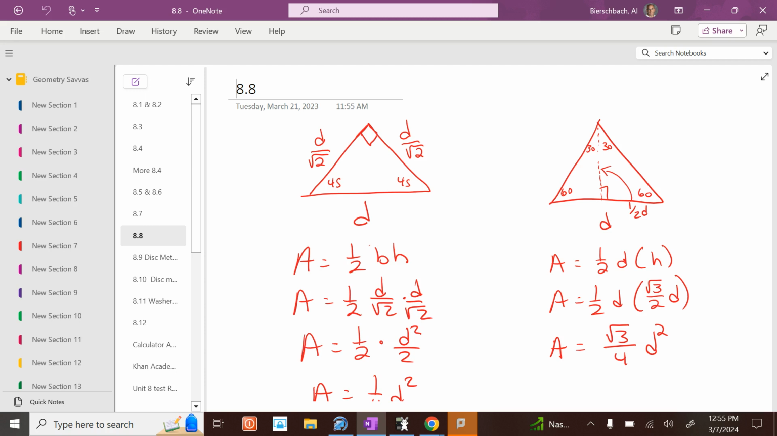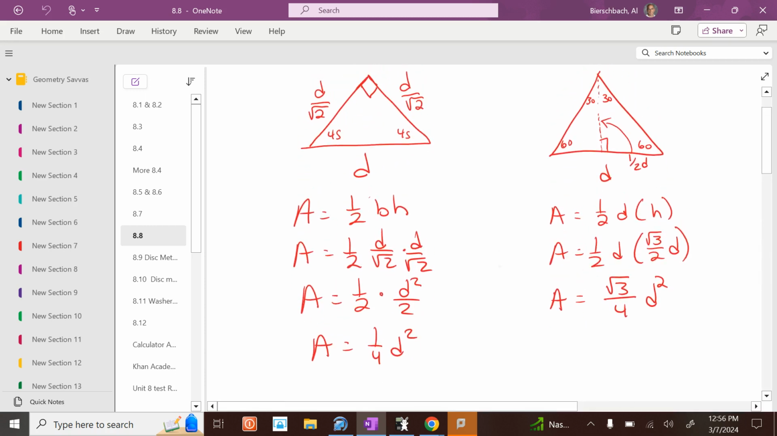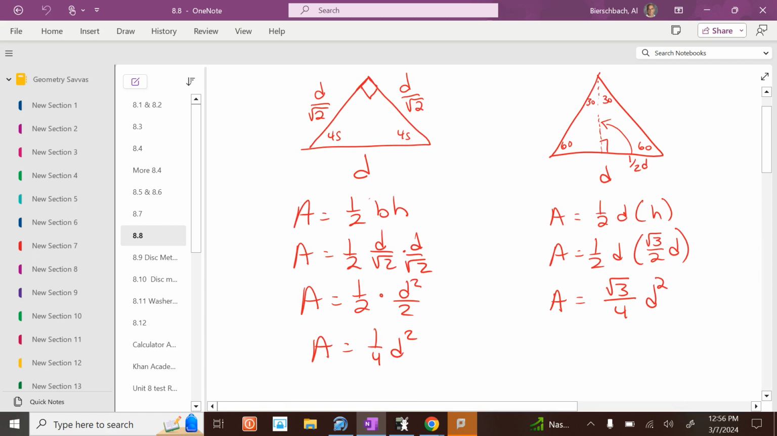Well, to find the area of a triangle, you take 1/2 the base times the height. So it's 1/2, this is a base, and this is a height, because that's where a right angle occurs. So if we multiply these, we get 1/2 times d squared over 2, or 1/4 d squared. So that's the formula we'll use for the area of an isosceles triangle, 1/4 d squared.